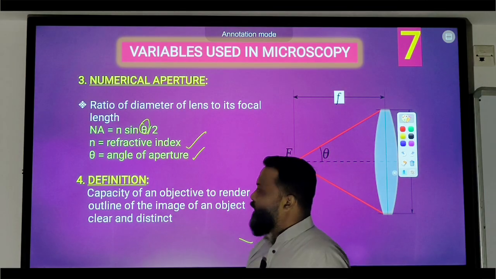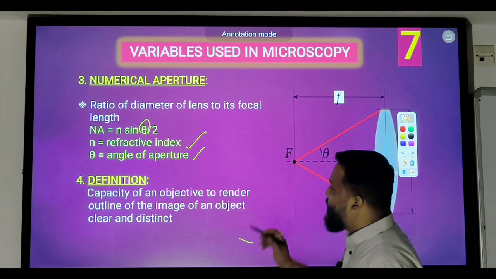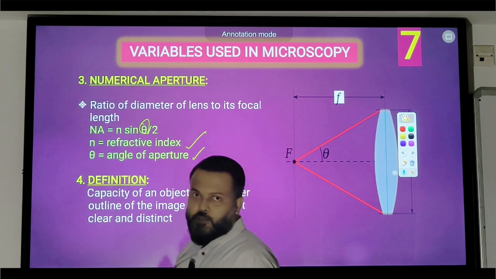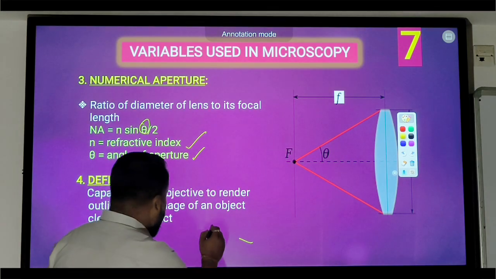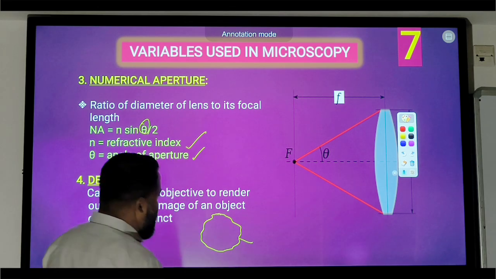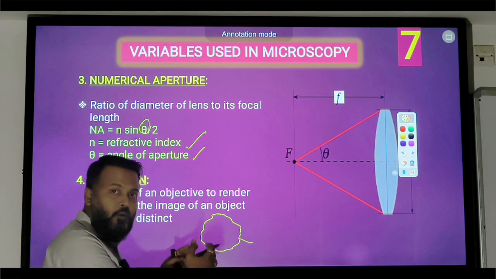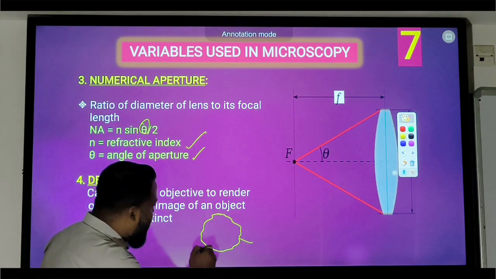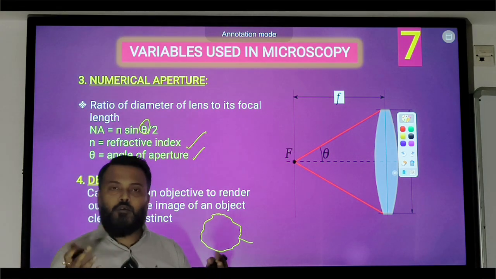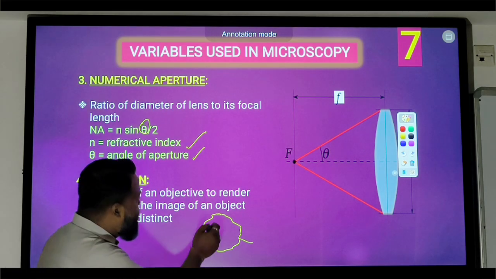Then comes the next variable, which is definition. It is the capacity of an objective to render the outline of the image of an object clear and distinct. Now what does this mean actually? For example, suppose there is an object. Now how can we say that this is an object? It can be said only if you have got an outline of it. If there is no outline of any object, then you cannot define that this is some kind of an object, right? So in that case, what we will see is the outline.